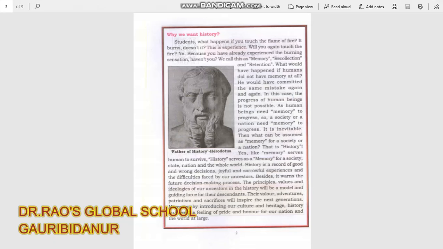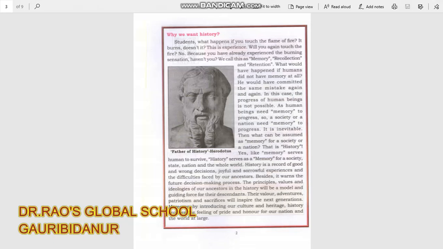That is history. Yes, like memory serves humans to survive, history serves as a memory for a society, state, nation, and the whole world. History is a record of good and wrong decisions, joyful and sorrowful experiences, and the difficulties faced by our ancestors. Besides, it guides the future decision making process.